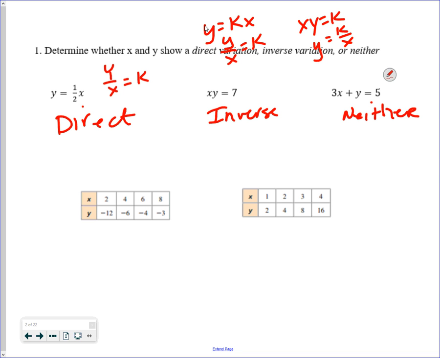So in this case, if you multiply these together every single time, you get a negative 24, which makes this an inverse variation. And this next one actually is if you divide the first ones, you get 2. You divide, you get 2, but the next one you get 8/3, and the next one you get 4. So it's not a direct. Multiplying, you don't get a constant value. So this is actually a neither situation.